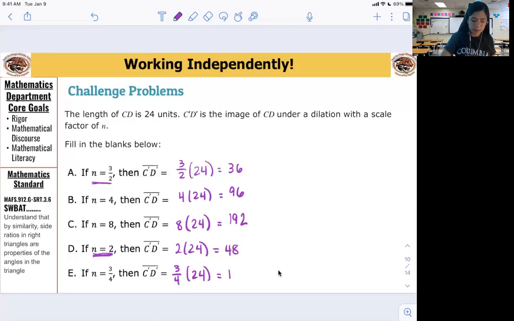And yes, this is 18. Any questions on this? This should be pretty simple. Just remember that the scale factor is what you multiply by. I just mixed up my word.